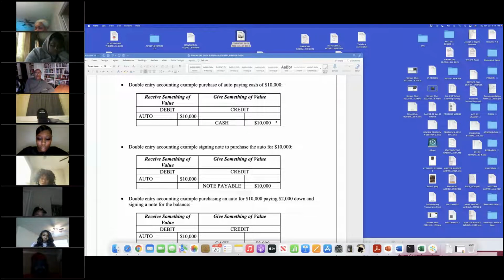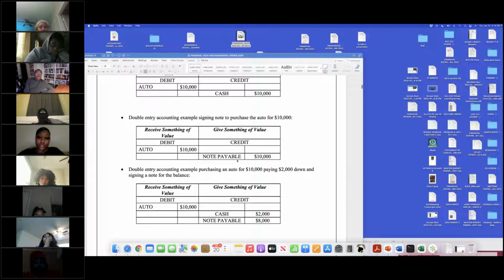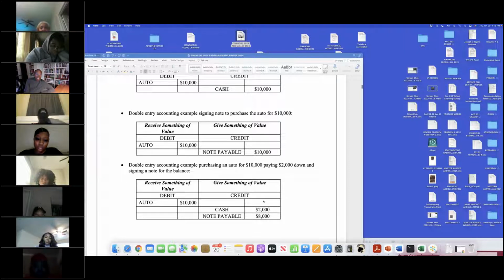If you bought it on a note, you still debit auto, but you credit note payable. Because you got the auto, that's what you got in value. You gave up a note that you're going to have to pay. And if you paid $2,000 down and signed a note for the balance, you would debit auto and you credit cash and you credit notes payable.